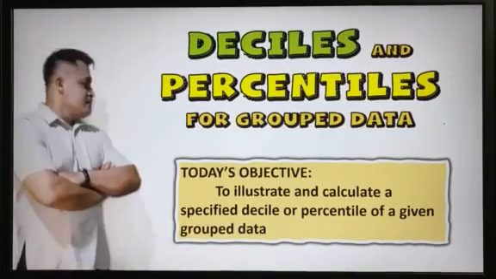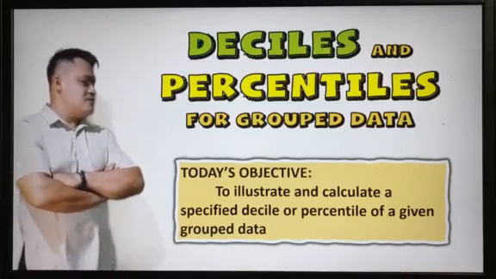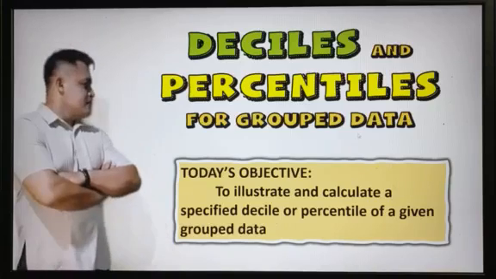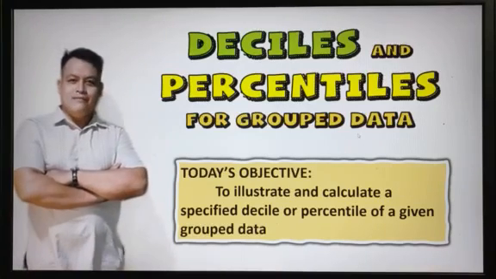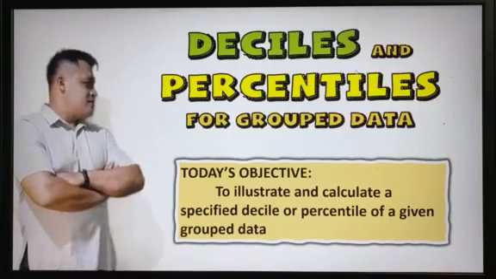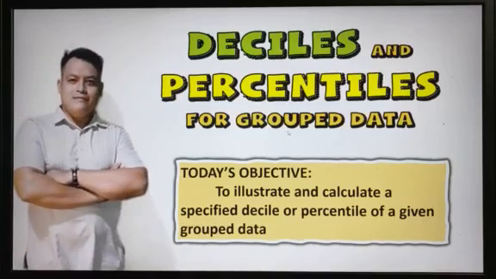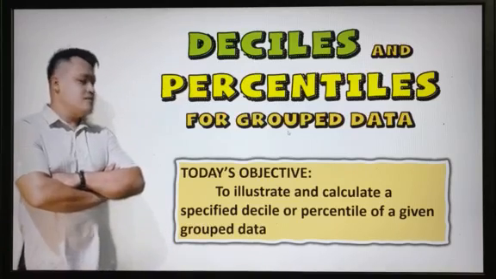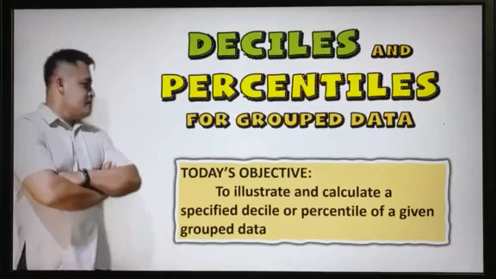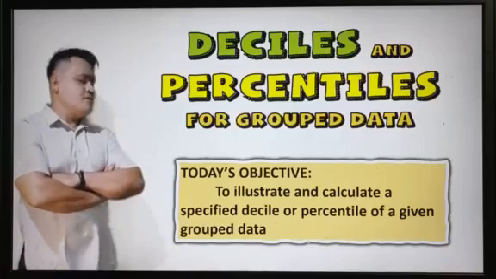So, in this video, I will illustrate again how to find the measures of position for grouped data. Last time we discussed how to find the quartiles for grouped data. Now, we will tackle how to find the deciles or the percentiles for grouped data. Given the sets of video lessons, as well as your self-learning modules, you should be able to illustrate and calculate the specified decile or percentile of a given grouped data.